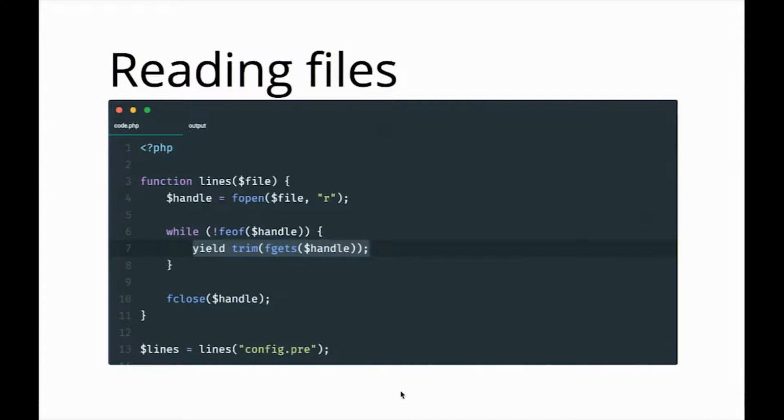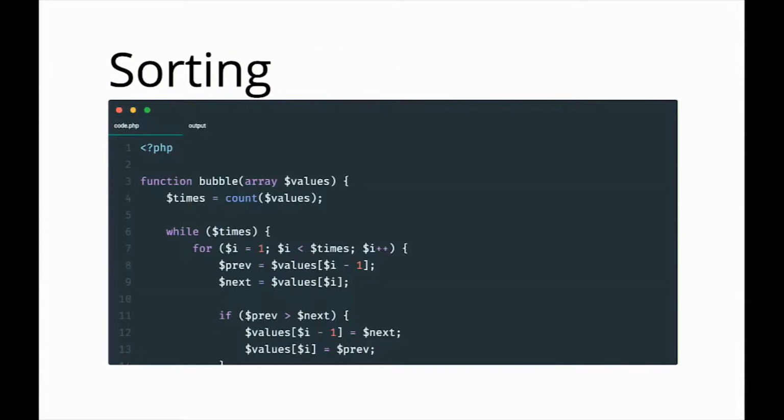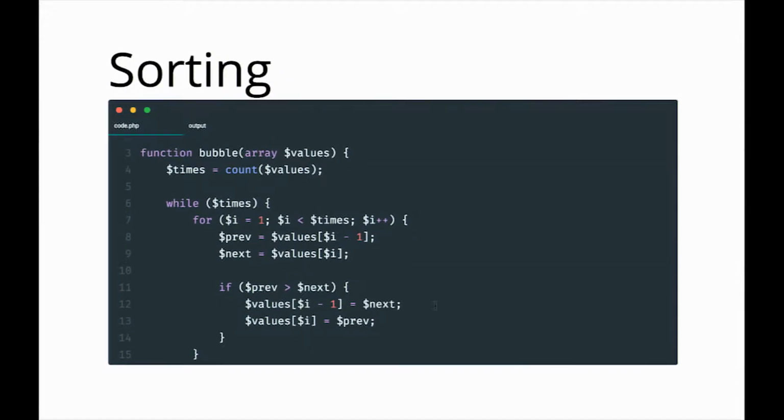Right. Let's look at a more complex example. I want to demonstrate a couple more features about generators. So we'll look at bubble sorting. Bubble sorting isn't too complex of a thing. It's a sorting algorithm that is pretty inefficient. It's O(n)².